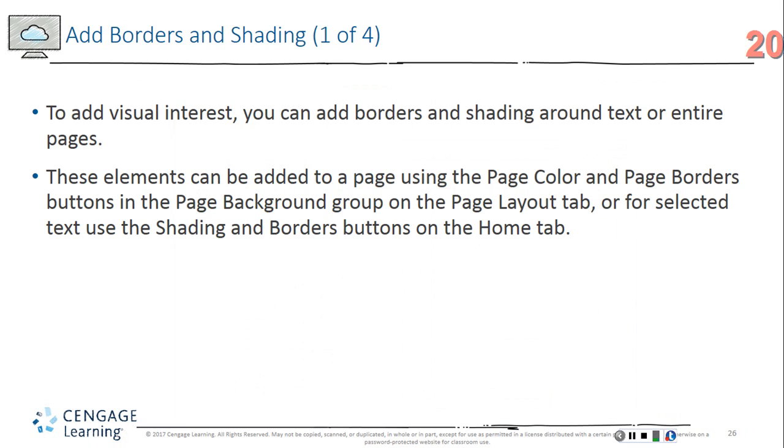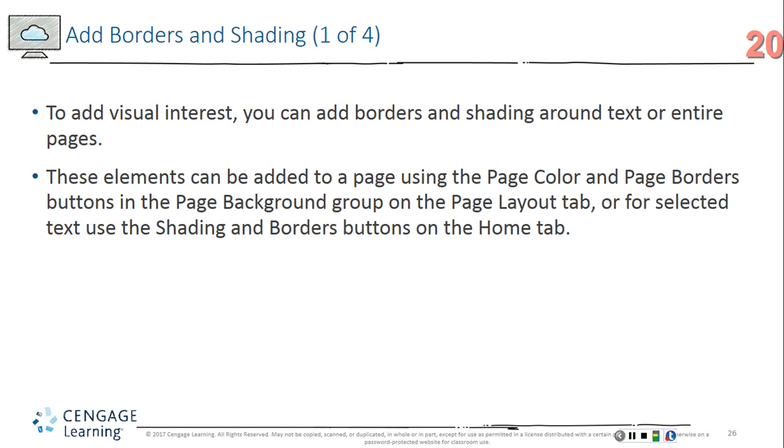Alright, so borders and shading. One of the ways to add visual interest, you can add borders and shading around text or entire pages if you're trying to bring emphasis to that specific section of text, whether it be a paragraph, a sentence, or what have you, a table. And those can be added using the page color and page borders buttons in the page background group on the page layout tab.